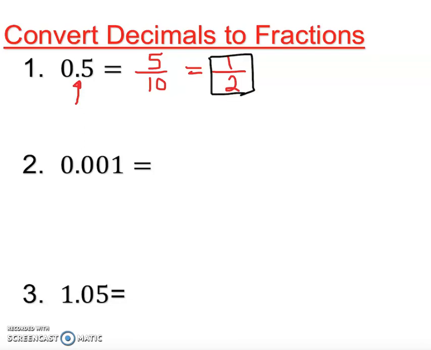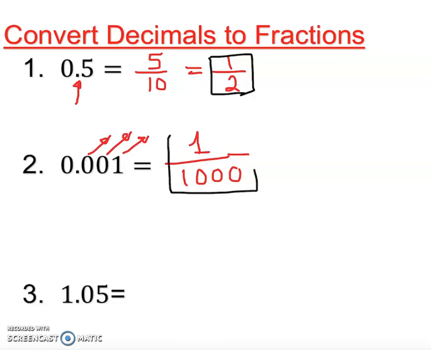Let's take on the next one. How do you read it? This is a tenth, this is a hundredth, this is a thousandth. So you put the number on top and read it as thousandths. How many zeros will make it 1000? 3 zeros will make it 1000. We don't have to do anything else. That is how we write thousandths.